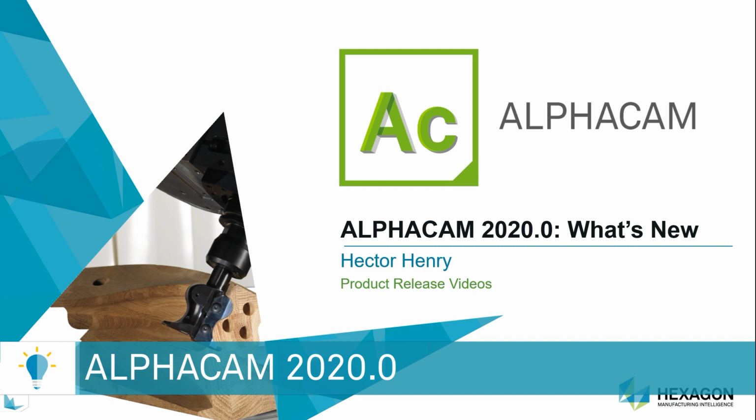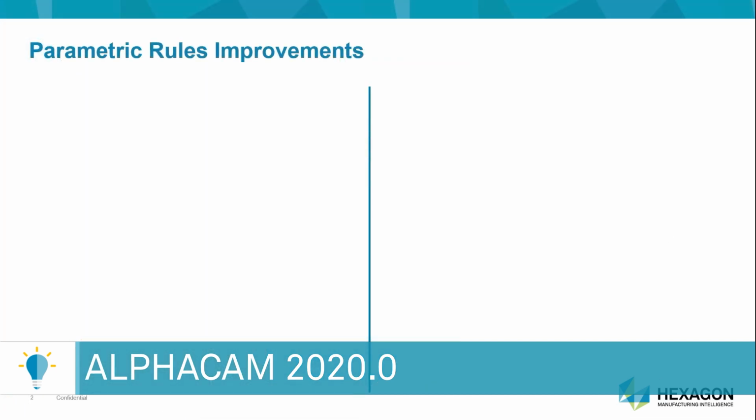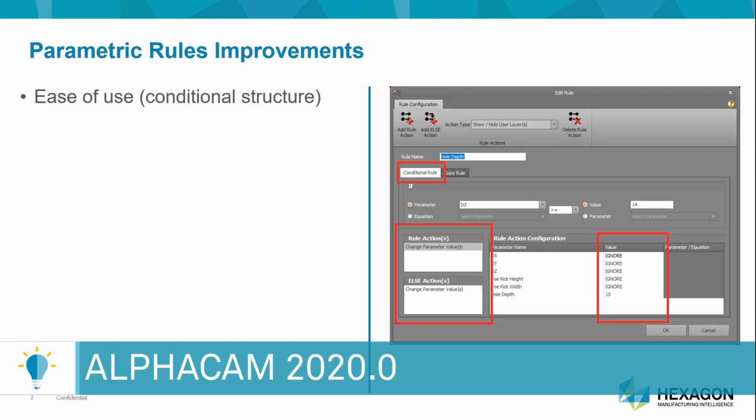In this short video, we're going to be discussing the enhancements we've made to our parametric rules and our constraints. One of the major improvements we've done is for ease of use. We have added the ability to generate a conditional structure. This will allow you to create complex rules that have an if and else statement capability.